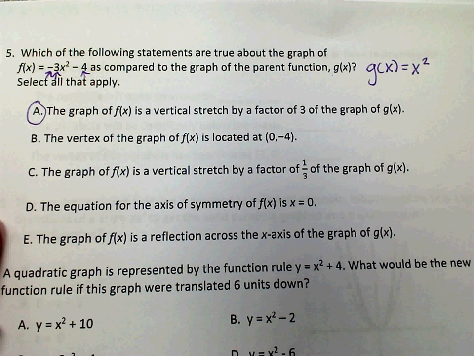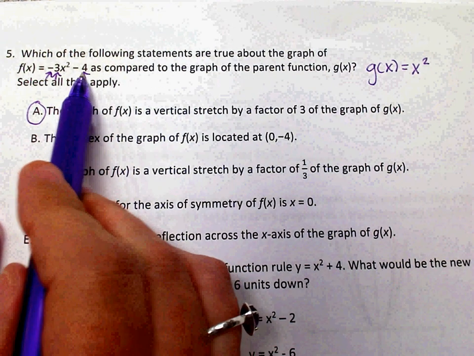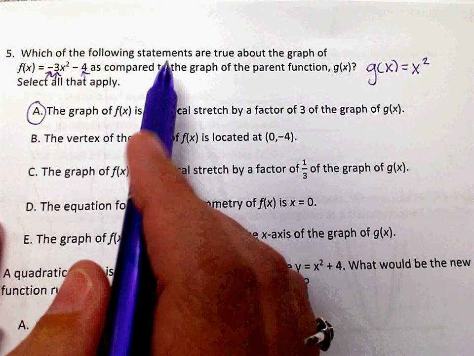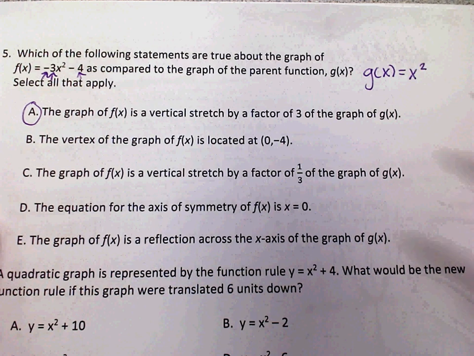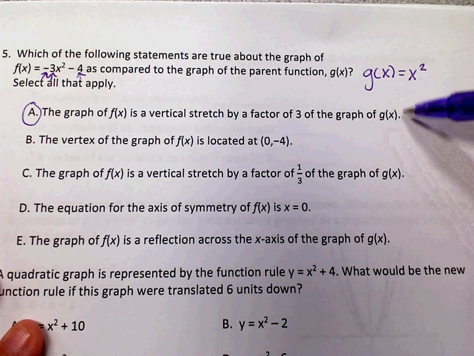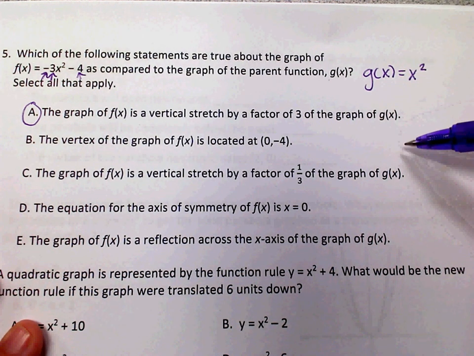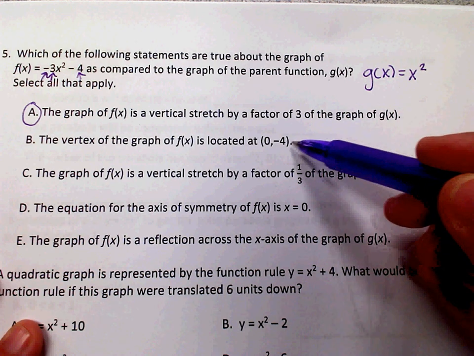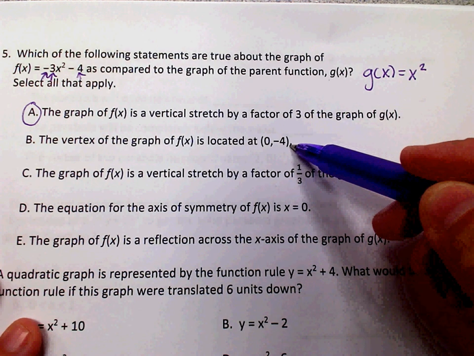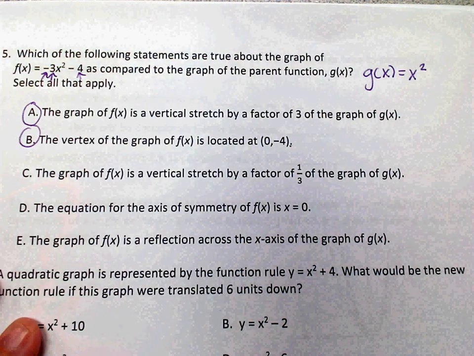The vertex of the graph of f of x is located at 0, negative 4. Well, remember this has a minus 4, so the graph moved down. It moved down the y-axis, so the y-intercept is going to be 0, negative 4, which is also your vertex. So we can circle that.